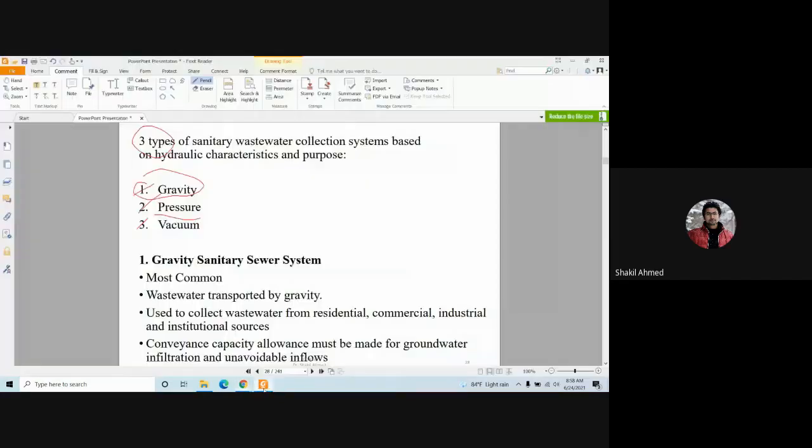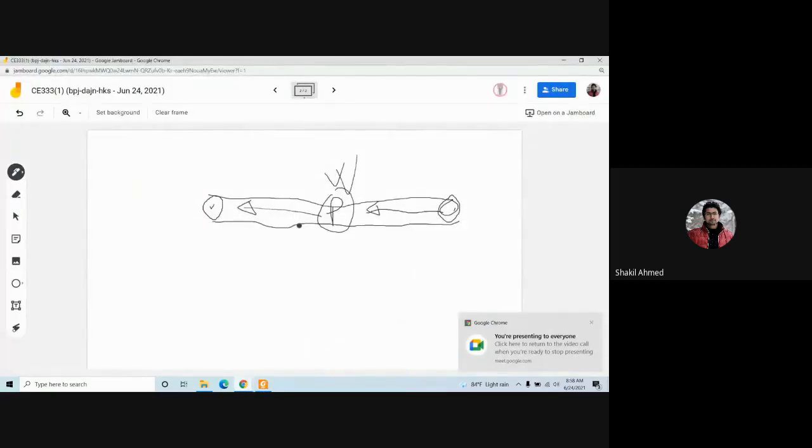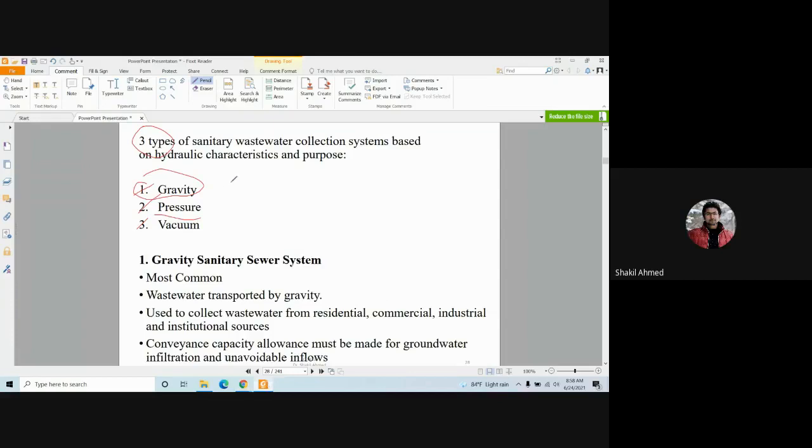Now, understandably you can imagine that to run this pump, you need money, right? So this is expensive. Did I make it clear? Yes, sir. So most of the time we try to go for gravity sewer.